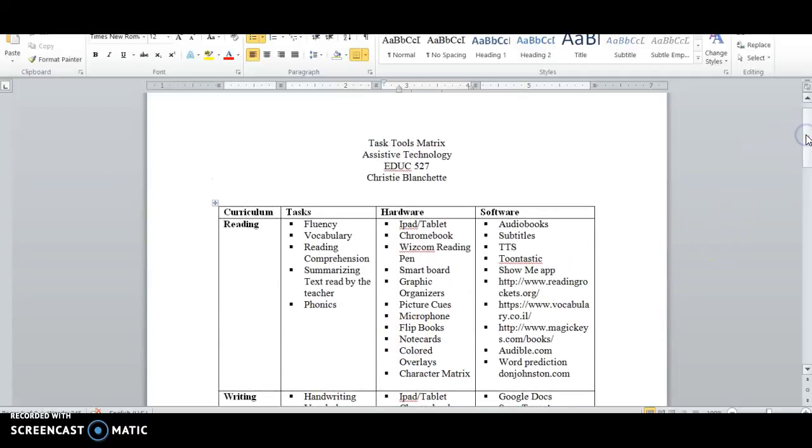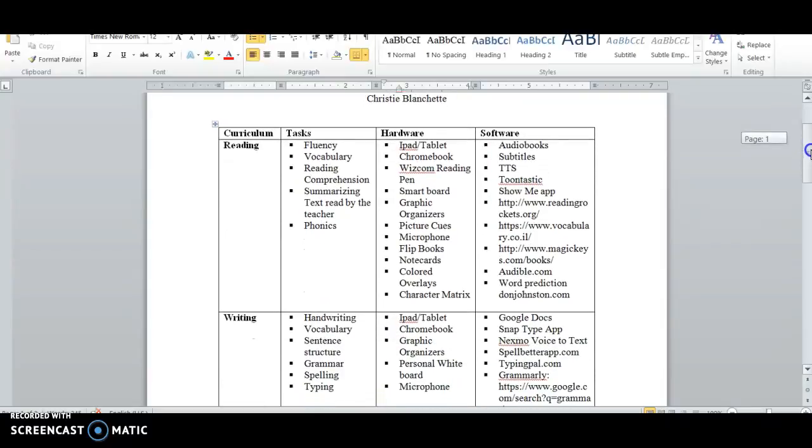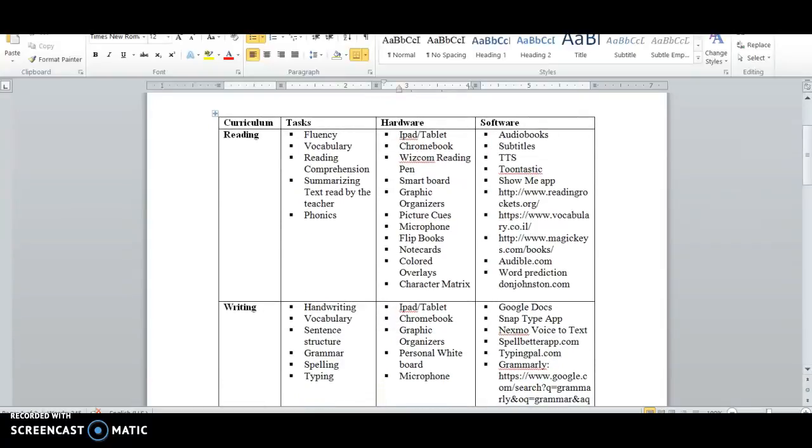This is my task tools matrix. I really want to teach language arts and social studies in 6th grade. It's a core-type teaching plan that they do for the 6th grades around where I live. They usually do science and math or language arts and social studies. So I really want to teach language arts and social studies.